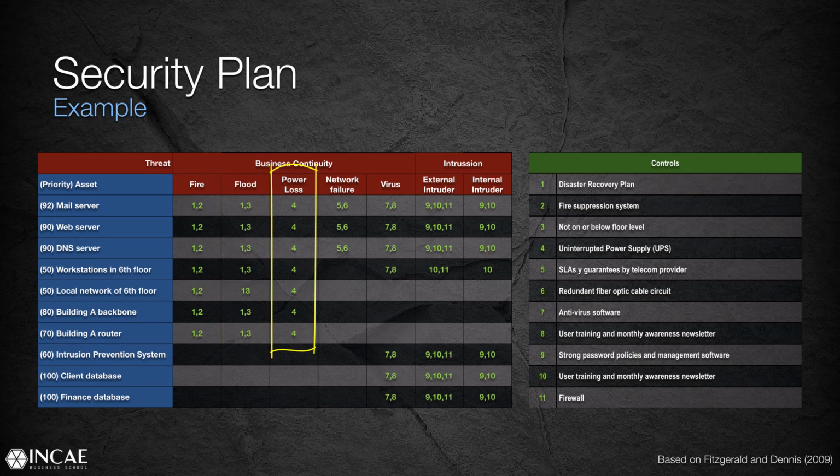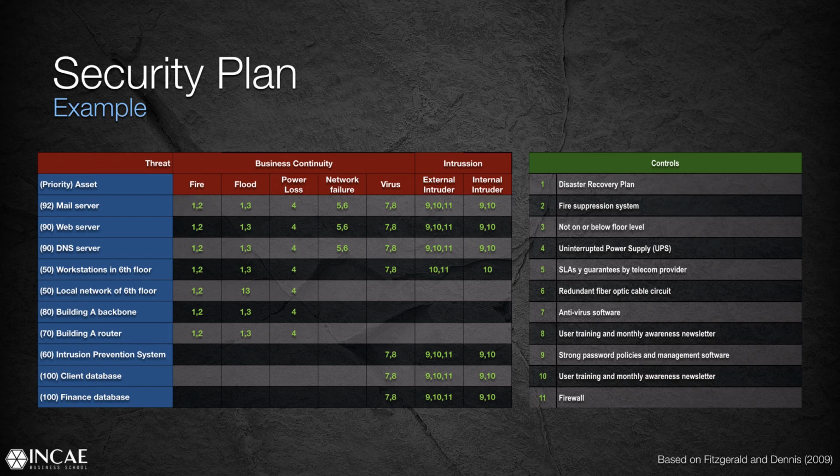We have a power generator plant, or at least a battery, an uninterrupted power supply that will supply enough power to our equipment while we are able to shut them down in a smooth manner. If we have network failures, then what we want to have is redundancy cables, and also have SLAs signed with our telecom providers, and so forth.